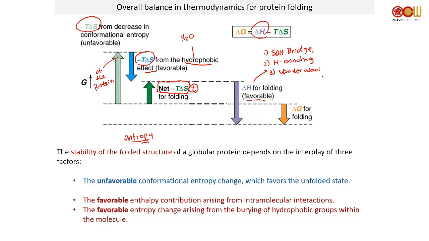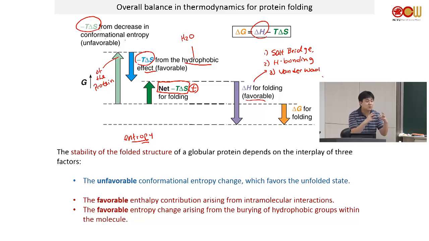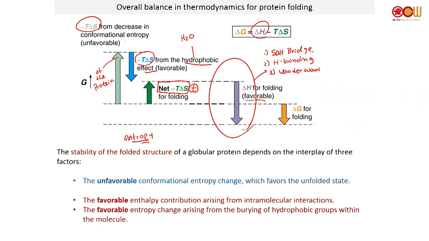We have good attraction between the protein intramolecular. So this is all talking about intramolecular interaction. We have all those good interactions between the protein itself, and then it's going to give you a large negative delta H. So you add this guy and you add this guy together. What do you have? You have a negative delta G for folding.